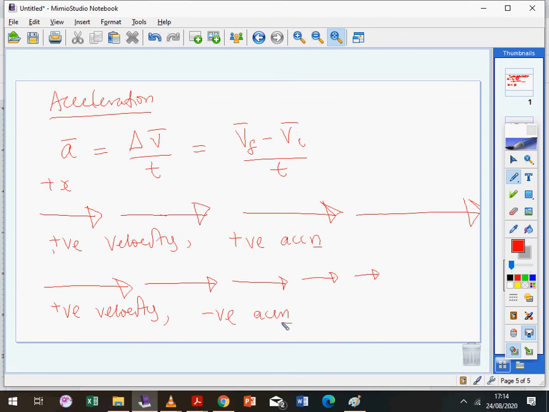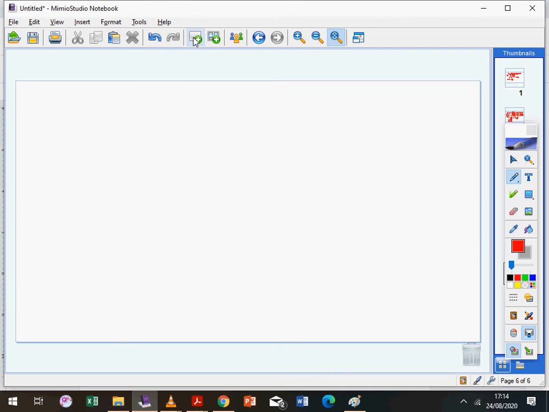Another one is you have arrows going this way, getting bigger going that way. Velocity is negative, and the acceleration in this case would also be negative because it is speeding up but in the negative direction. I hope that makes sense. It is speeding up in the negative direction, so it has a negative acceleration.